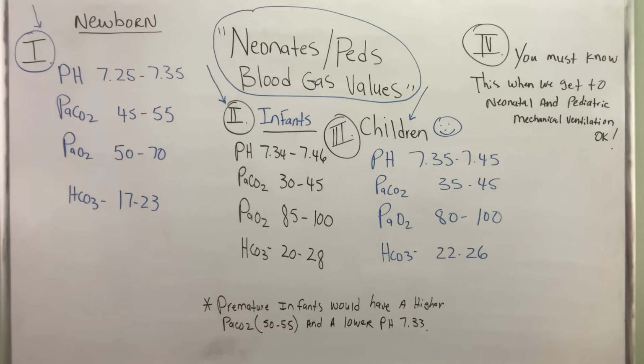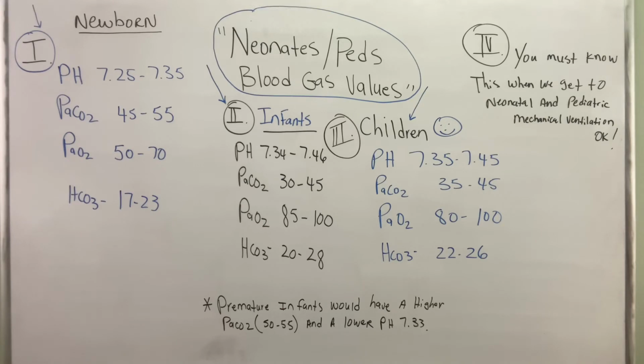Now, for children, and you have got to be just saying hallelujah when it comes to children, because children blood gas values are the exact same as adults. So we won't have to put a lot of effort into that, but we'll talk about children ABG acceptable values. pH 7.35 to 7.45. PaCO2 35 to 45. The PaO2 80 to 100. And the bicarb 22 to 26. The same as an adult.